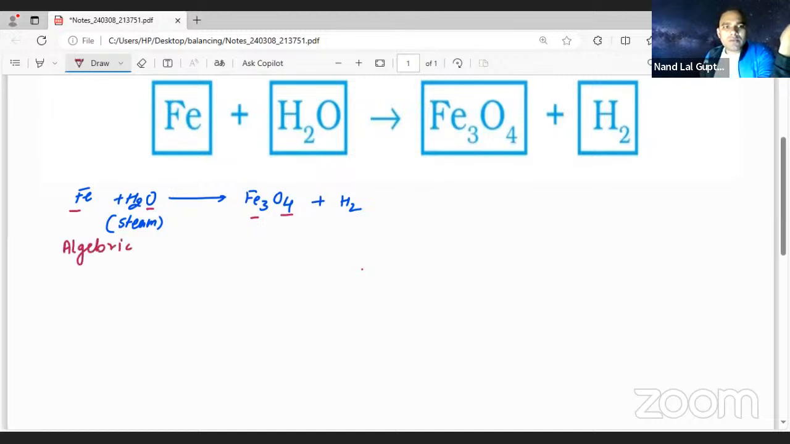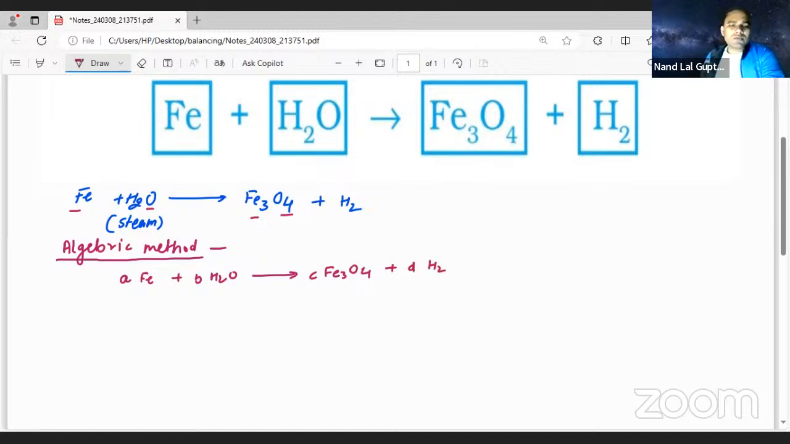So what do you mean by algebraic method, students? In terms of algebra, we have to frame the equation. How? In front of the reactants and products, we have to mention A, B, C, and D, whatever it can be. So suppose A mole of Fe reacts with B mole of the water molecule. So it is going to give C mole of Fe3O4 plus D mole of H2O, right? This is step number one.